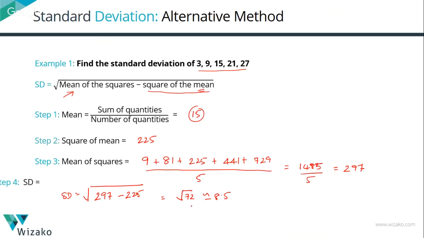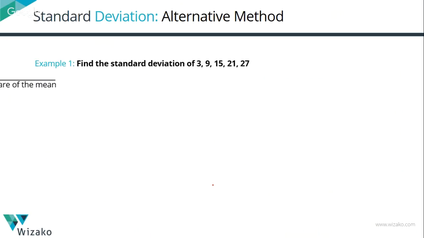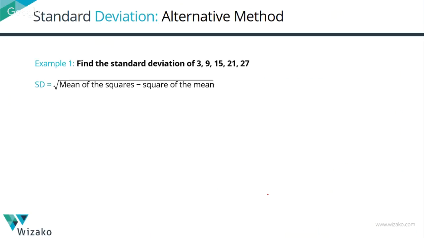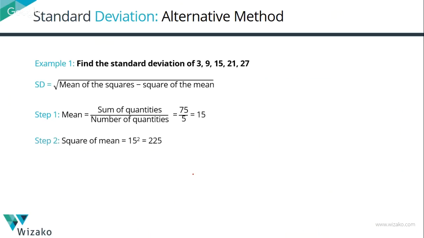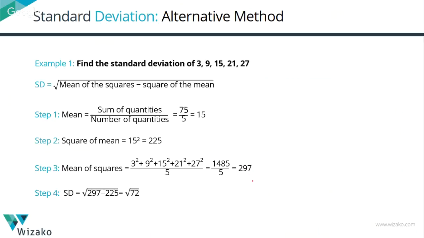Let's quickly recap it in a printed form. The method is mean of the squares minus square of the mean. We'll compute the mean. We found it to be the middle term, which is 15. Square of the mean, 15 square, is 225. Computing the mean of the squares, we squared all of these numbers, added them, divided by 5, and found this value. The left-hand side term is equal to 297. Standard deviation is equal to the root of 297 minus 225, which is root 72 or 8.5.